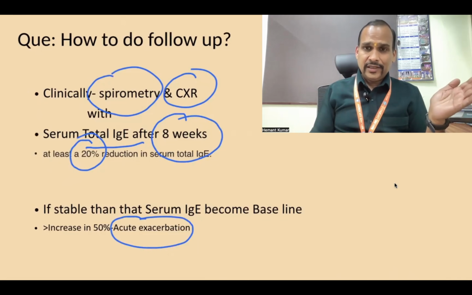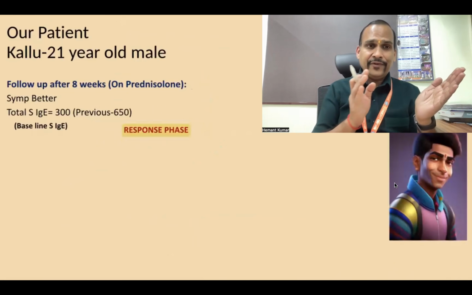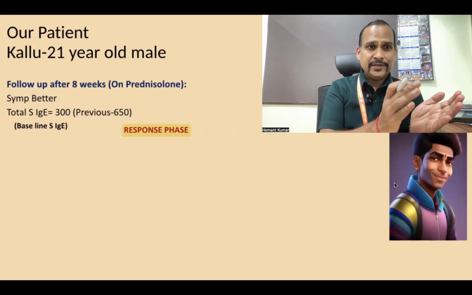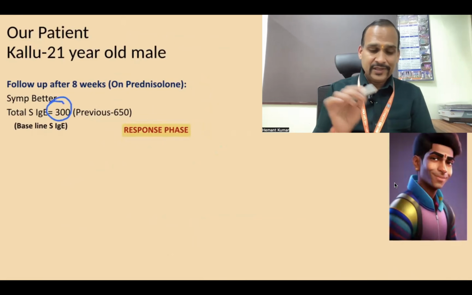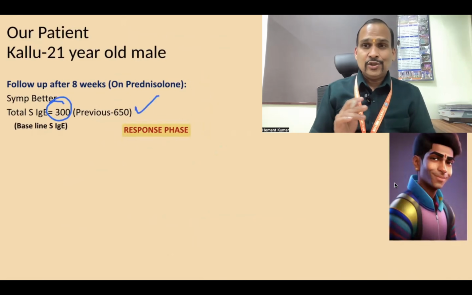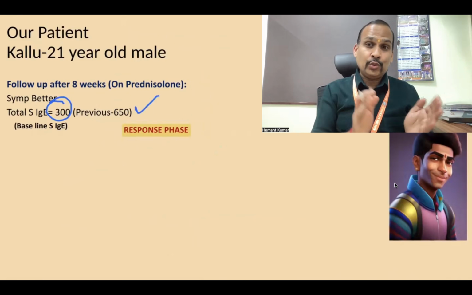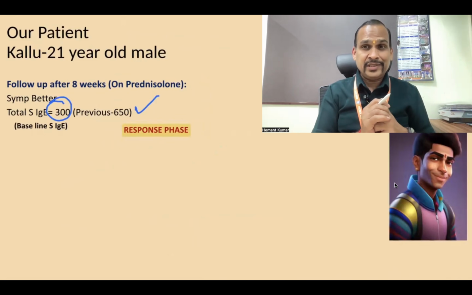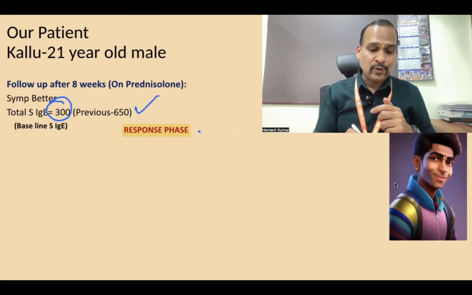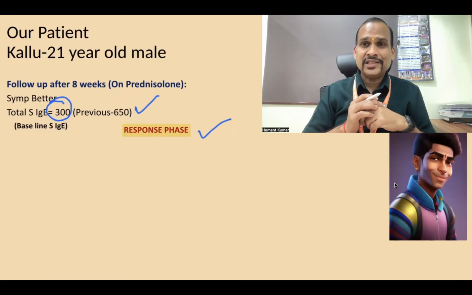So after 8 weeks, we repeated serum IgE, and it was 300. Previously, at the time of starting treatment, it was 650. So there is reduction by more than 20%. If there is reduction by more than 20%, it means treatment is working, and we will say response phase, because the patient is responding to steroid.